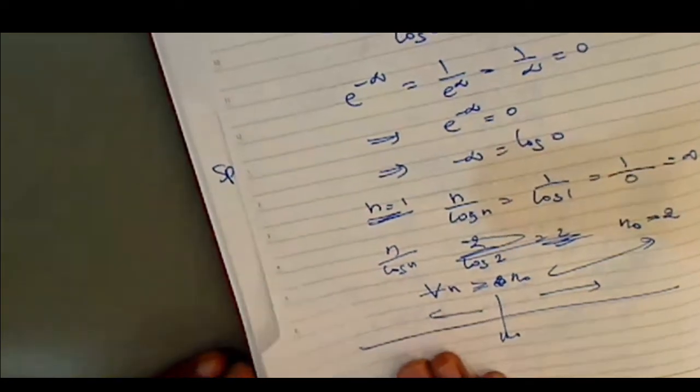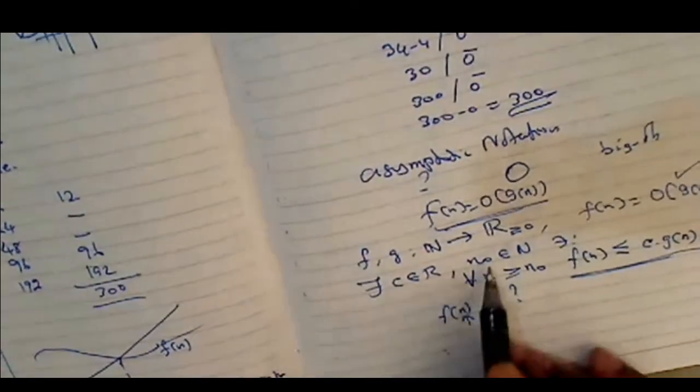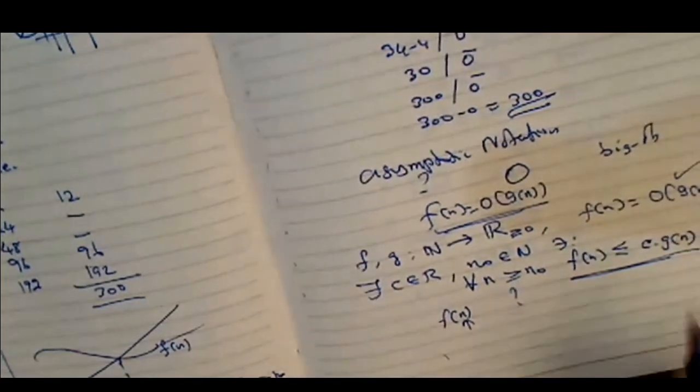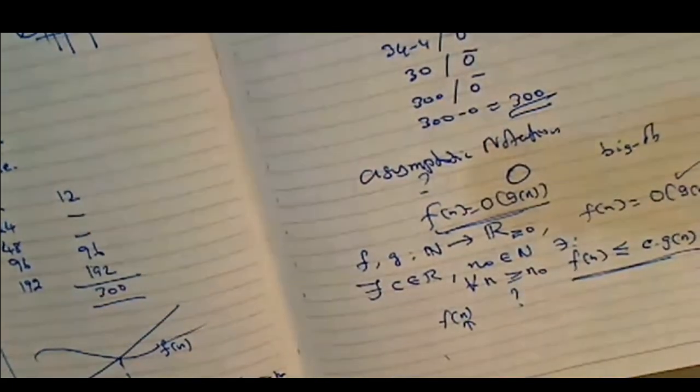So I think the definition is clear. If you have any other doubt on this definition, you can ask. You see this n naught belongs to the natural numbers and c is any real number, no problem. The constant can be a fraction also, like 1.5 or 2.5 or 1.125. That can be a real number, it does not matter. We have to get some constant multiple of g of n. Any doubt you have on this?